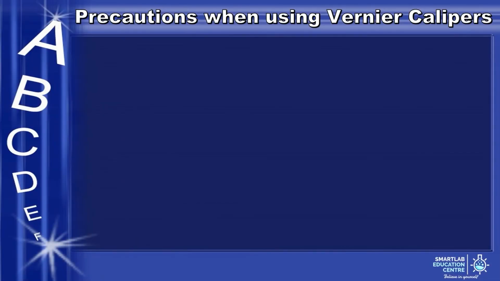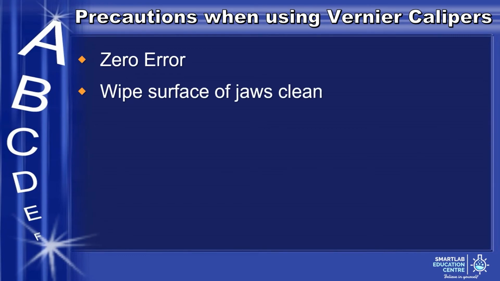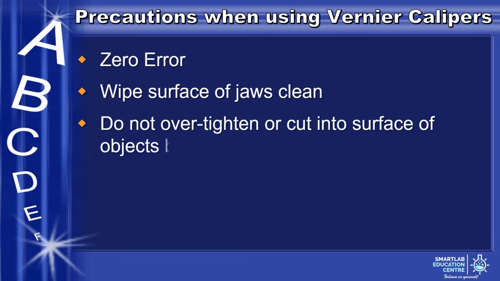Here are some precautions when using Vernier calipers. Before taking measurement, check if there is zero error. Wipe surface of jaws clean before and after taking measurement. While measuring, do not over-tighten or cut into surface of objects being measured.